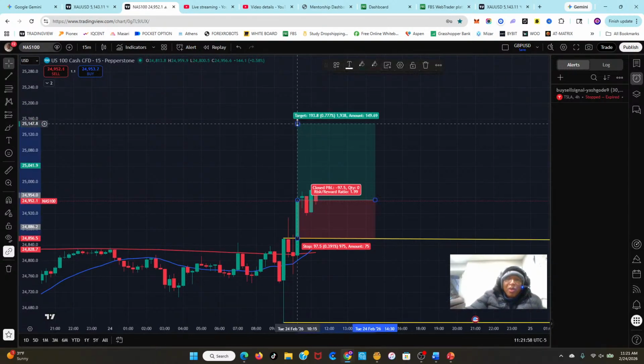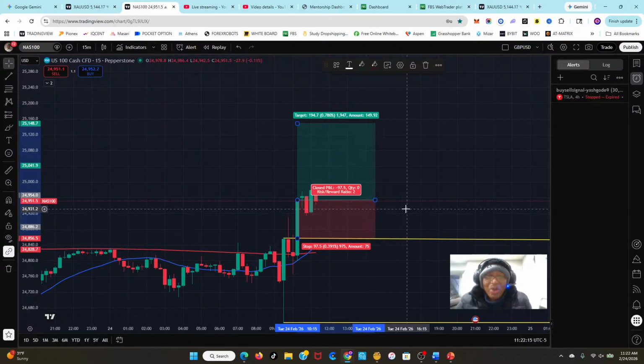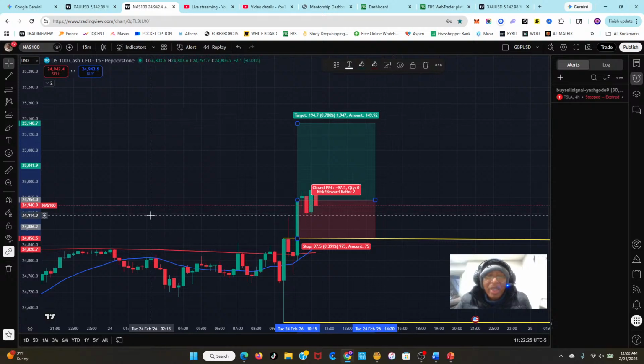Risk to reward ratio of 1 to 2 right there. That's the risk to reward ratio of 1 to 2. Okay, and Nasdaq is going up, and you can see that's so the entry point would be this number here.